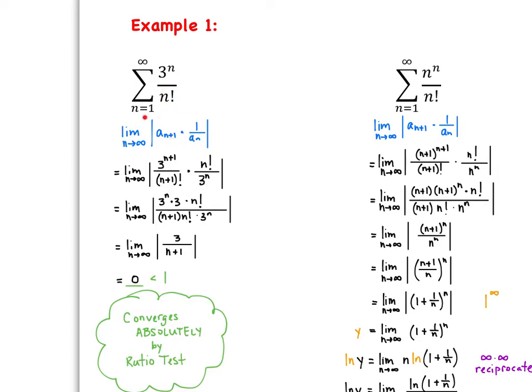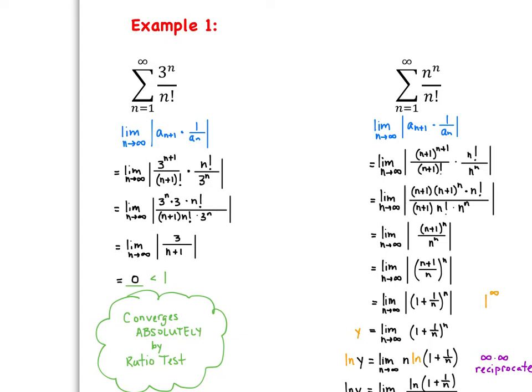So remember, we are going to look at the limit as n goes to infinity of the absolute value of a_(n+1) times 1 over a_n. So really we're taking the reciprocal of a_n. What does this look like? Wherever I see an n, we replace it with n plus 1. So it becomes the limit as n goes to infinity of 3 to the n plus 1 over n plus 1 factorial, that's our a_(n+1) term, times the reciprocal of a_n, n factorial over 3 to the n.